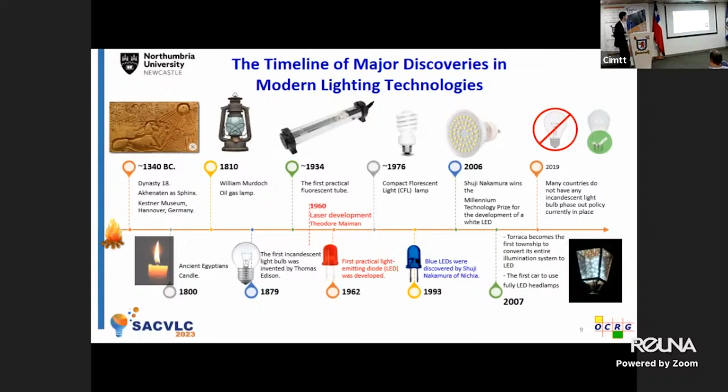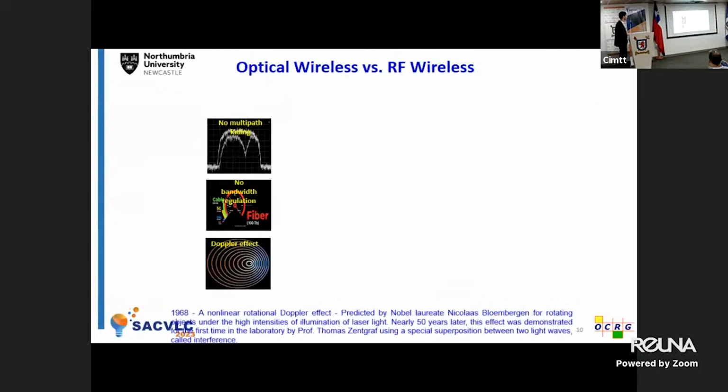So you can see, okay, the first LED used in a vehicle, basically a headlamp. The first city was lit entirely in Italy, one of the cities here. You can see they moved to use the LED. So that's one of the drivers for us to look into visible light as a way of communication. Again, what does it offer us instead of RF?